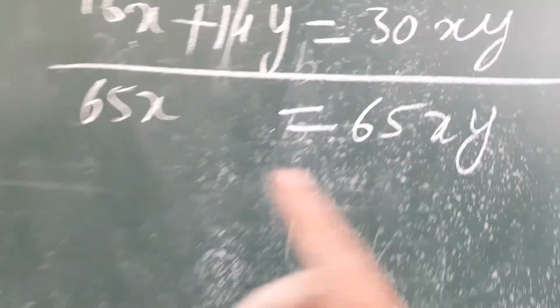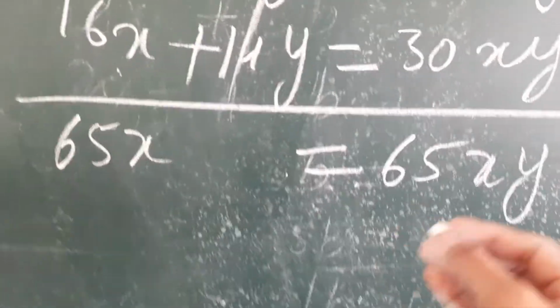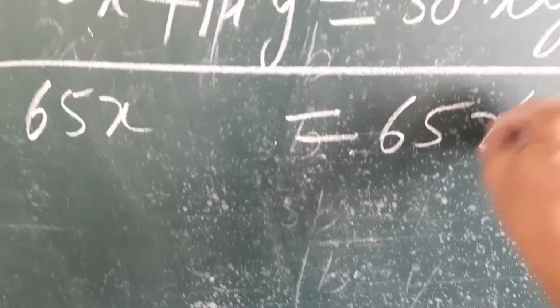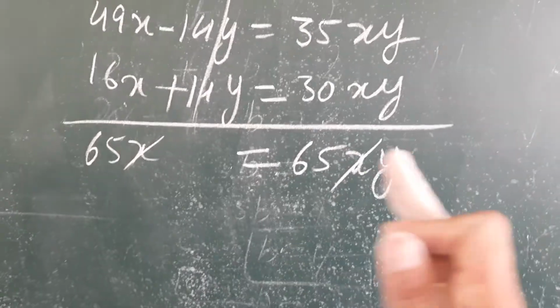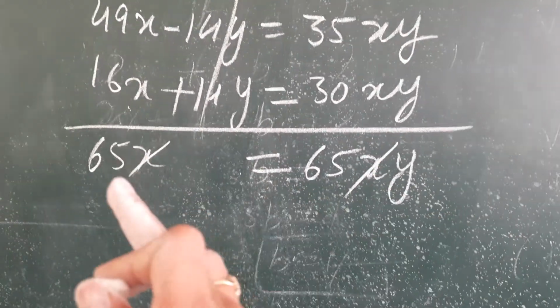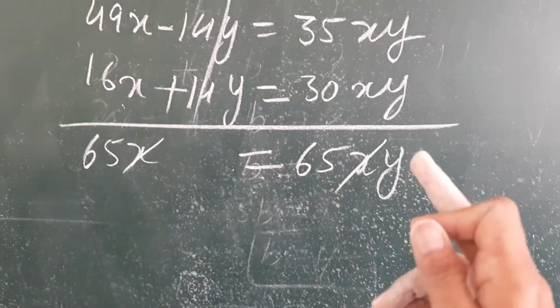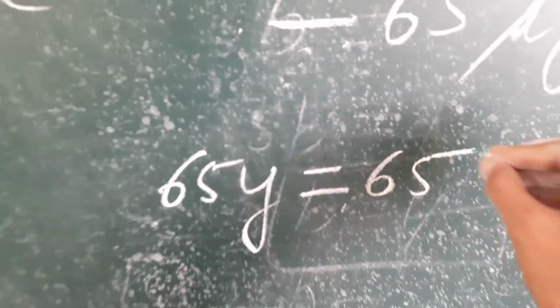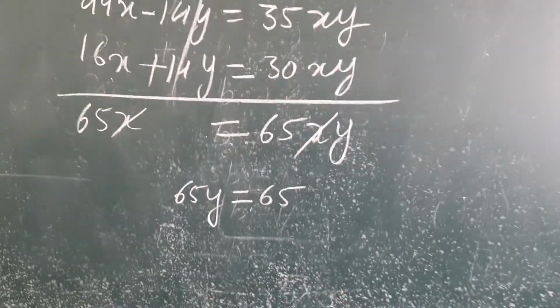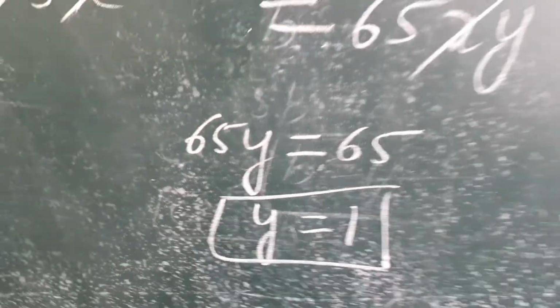Now this is the slight difference, dear students. Here be very careful, because 65xy is there, we can directly cancel out this variable, because no addition and subtraction is left over there. Total multiplication is there, so we can cancel out. So we will get 65y is equal to 65, because x has been cancelled out. So from here you will get y is equal to 65 by 65, y is equal to 1.